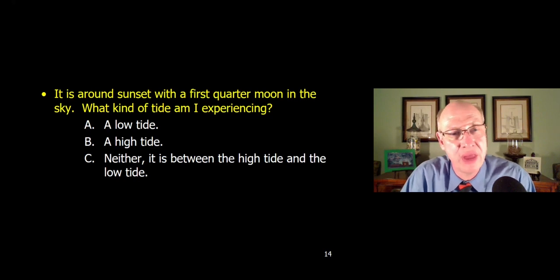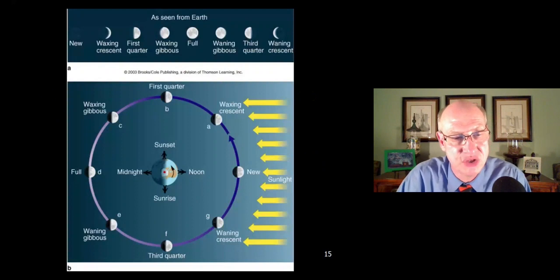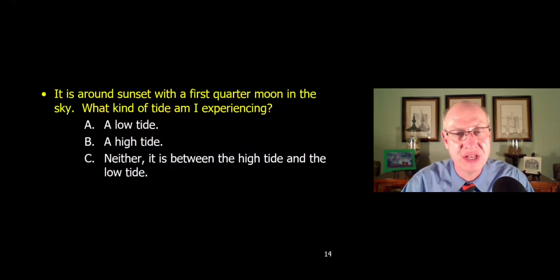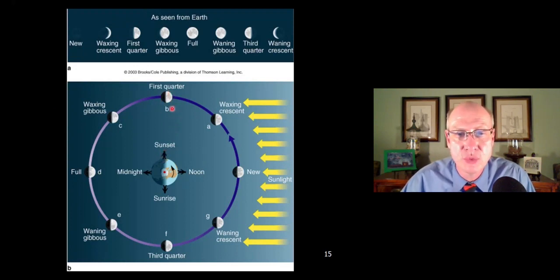Okay, welcome back. Were you able to figure this one out? So let's go back to our trusty diagram of the phases of the moon right here. And let's talk about the tides. All right, so in our problem, we said it was sunset and there's a first quarter moon in the sky. So it is sunset, so this is where I'm located on the Earth. And there's a first quarter moon in the sky, so this is where the moon is located. And the question then is, what kind of tides am I experiencing?